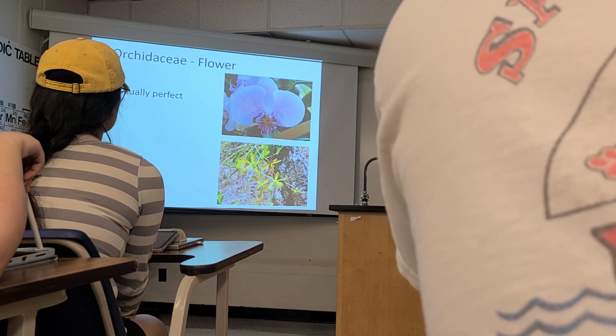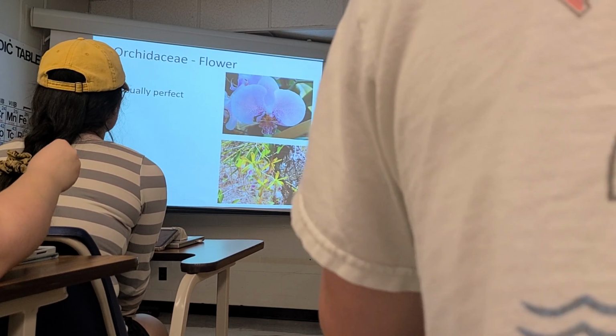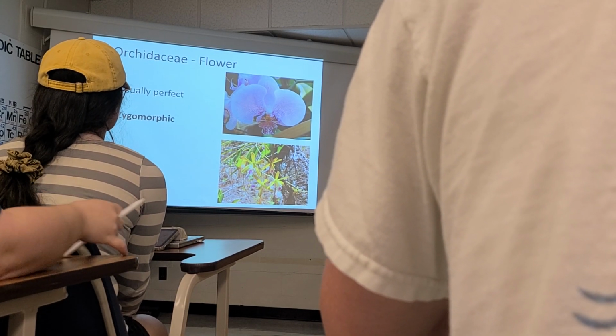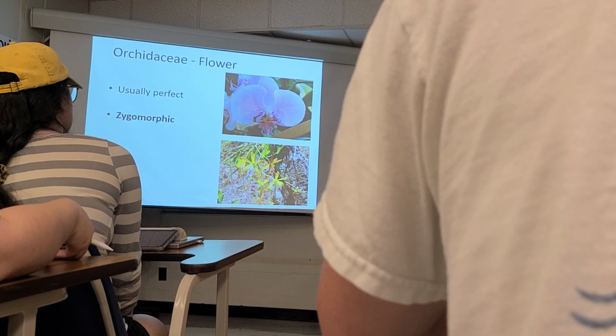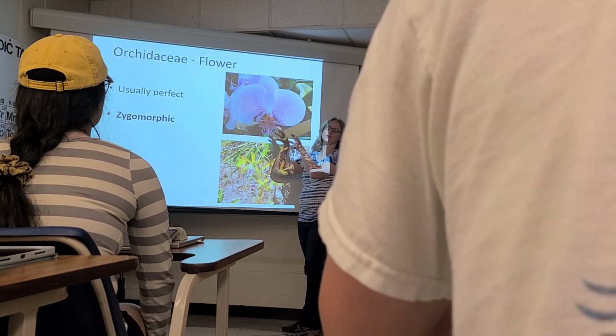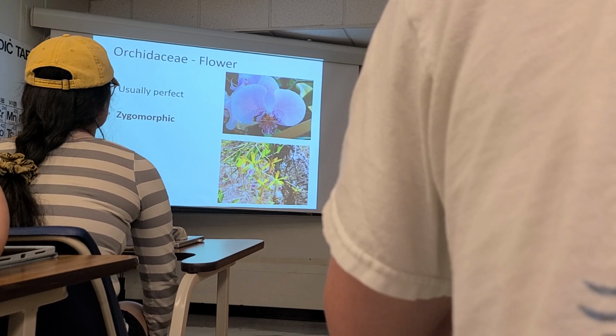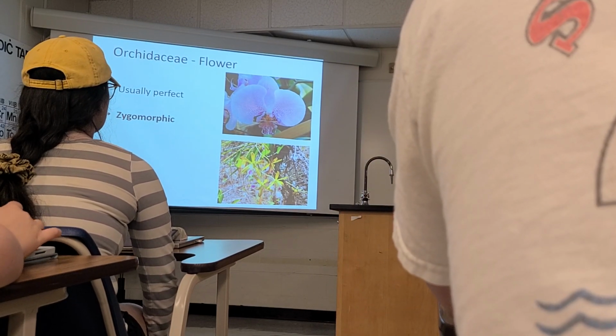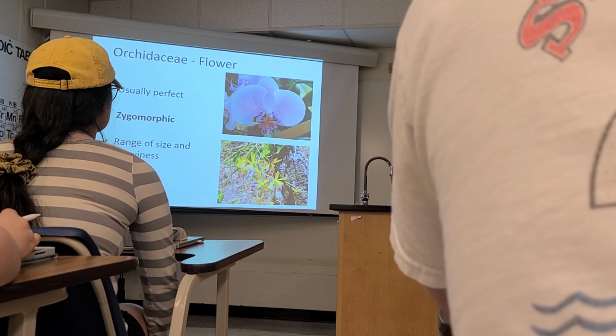The flowers are usually perfect. They are definitely zygomorphic, no question. There can only be one way that you can cut the flower and get mirror images, and that's because oftentimes you've got one weird petal and one weird sepal that's doing something completely different than the rest of them. And we're going to talk about what that special petal is. It has a specific function to it.